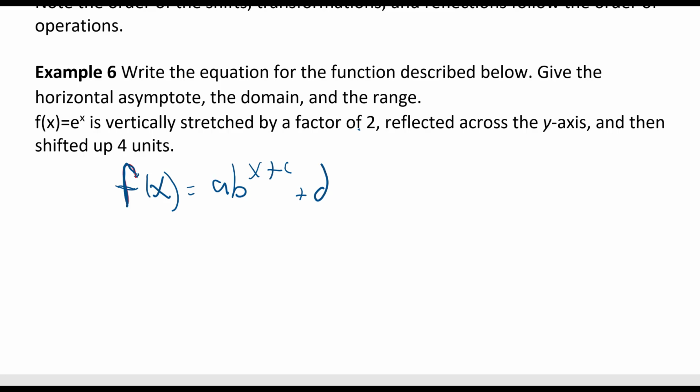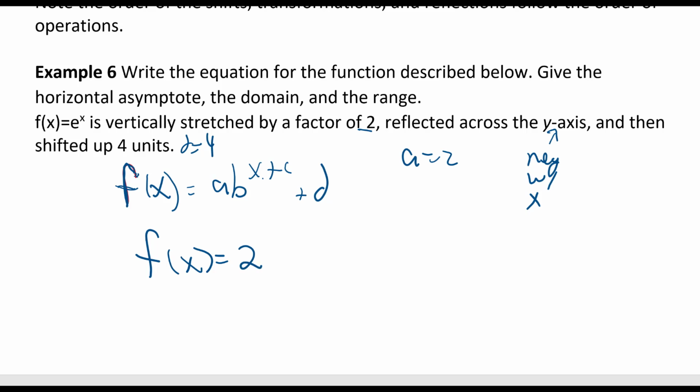It's vertically stretched by a factor of 2, so a is 2. Reflected across the y-axis, so that means we're going to have a negative with our x. And then shifted up 4 units, so d equals 4. So we'll have f of x equals 2 for the a, times b to the negative x, where our b is e in this case, so e to the negative x, and then it was up 4 units, so plus 4. And that's it.